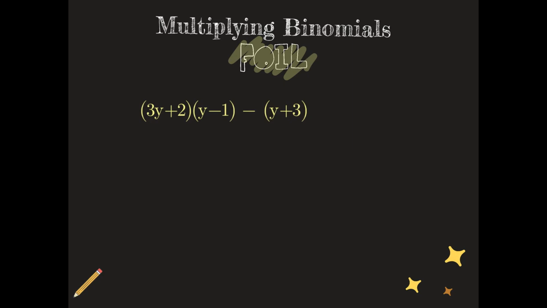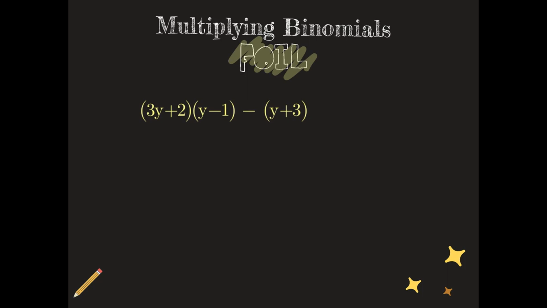Okay, our last example for this lesson, let's break it down. So we have 2 binomials over here that we're going to multiply, and we are going to be using FOIL to do so. And then we just have another binomial here, but we're just subtracting it. So I'll show you how that looks. The first thing we want to do is to go ahead and FOIL our 2 binomials.